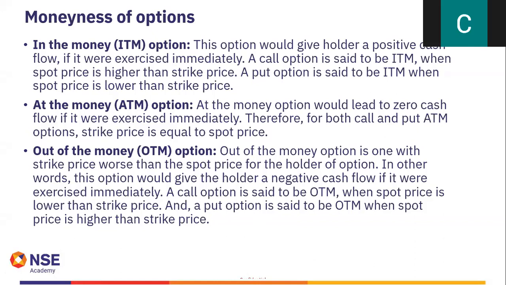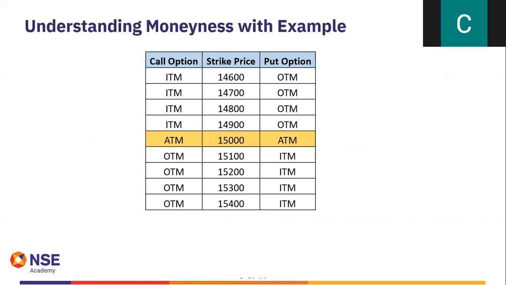So this is too much of theory. Let us try to see with an example, understanding moneyness with an example. Left hand side will be your call options. Right hand side will be your put options. Say for example, today the spot price, the underlying asset value in the market, is 15,000. And these are the various strike prices. So spot price is 15,000.